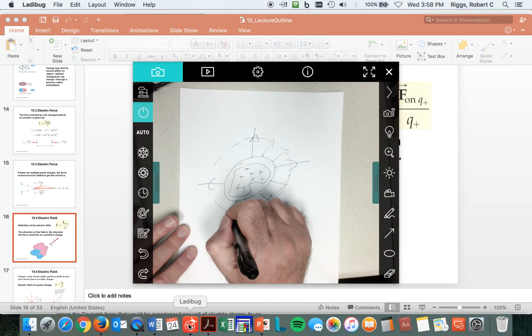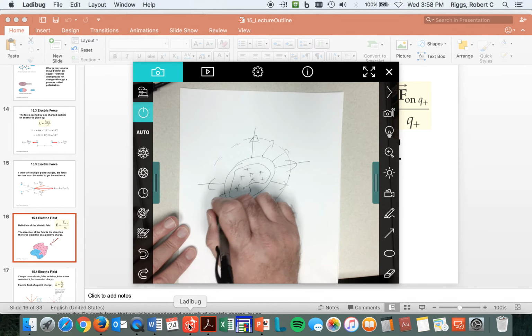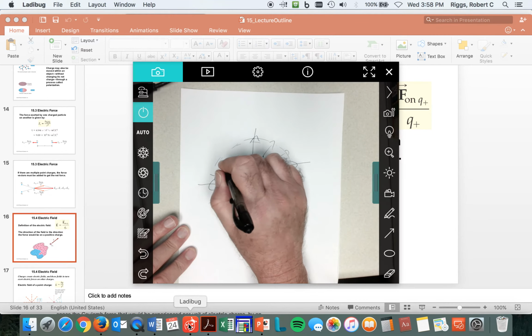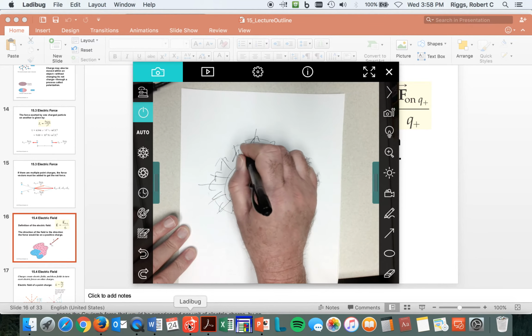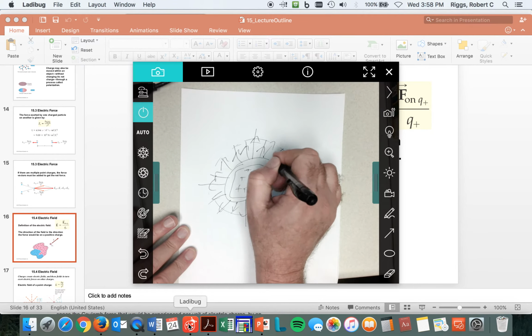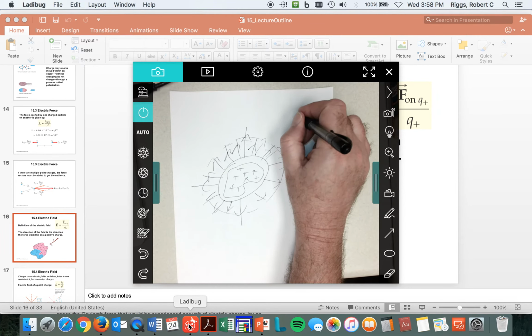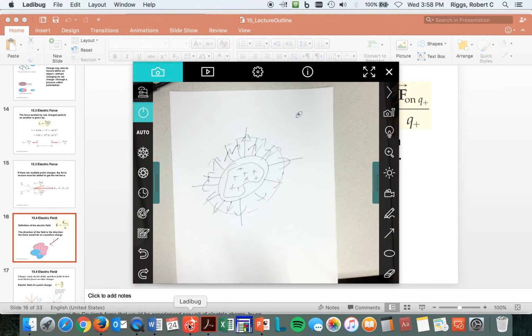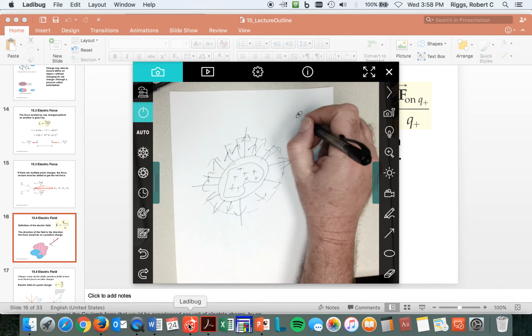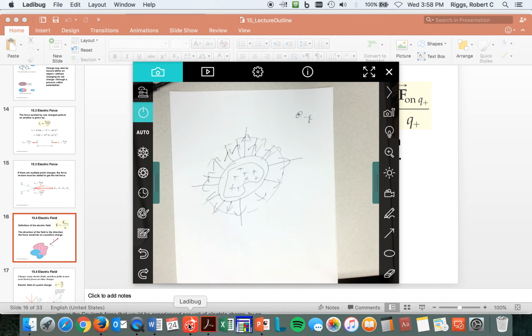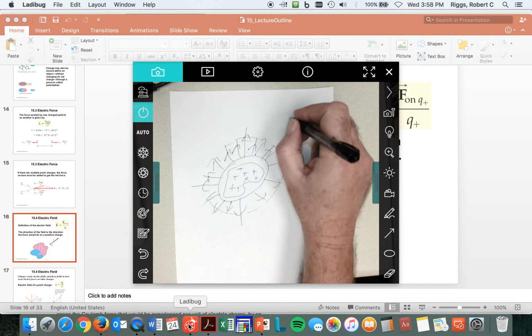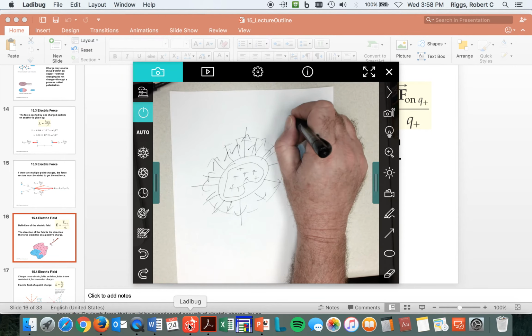Now, if there are more and more electric field lines like this, that means there's a stronger electric field out there. So if I put a little negative charge out here, and I don't tape him down, he's just a little negative q sitting out here, he's really small, and he feels a force going this way.